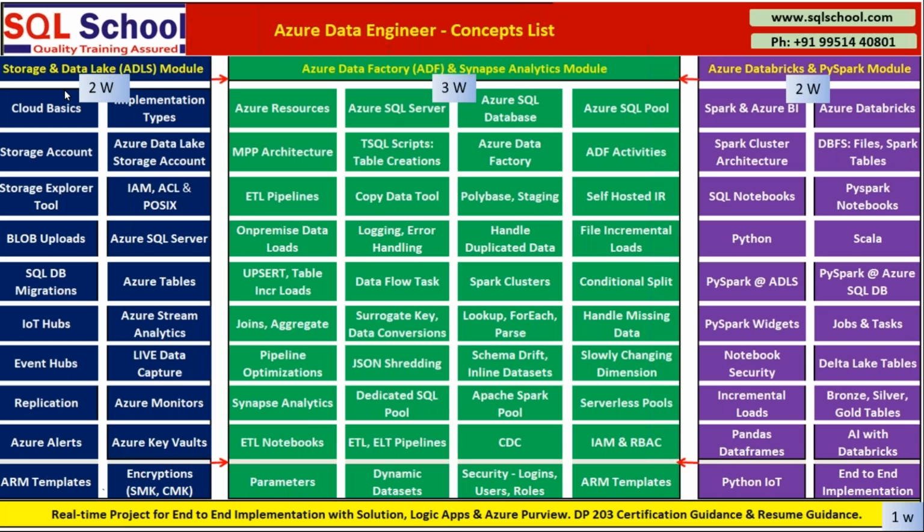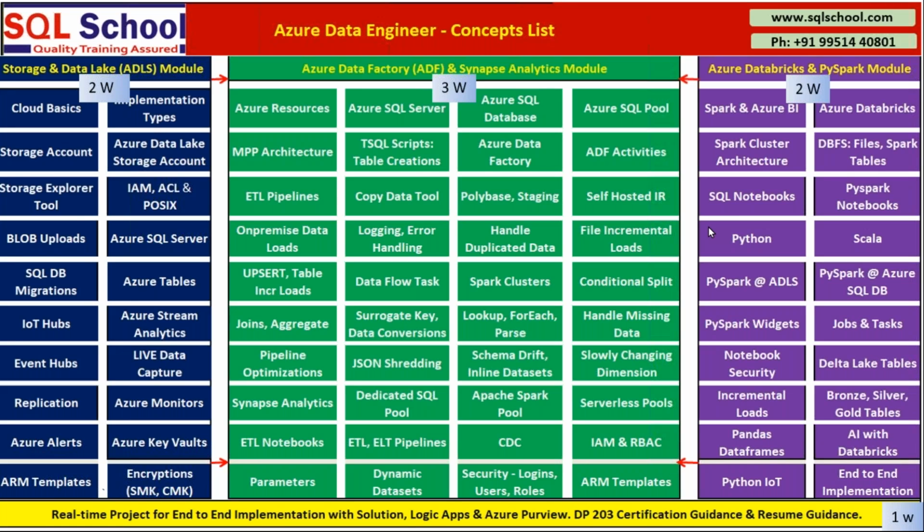2 weeks data lake and storage. 3 weeks of Synapse and Data Factory. Here we have something called Spark pool, dedicated SQL pool, serverless pools, etc. Then we have Spark databases, Spark SQL and PySpark. We'll do it slowly, step by step. Finally, project work with certification.